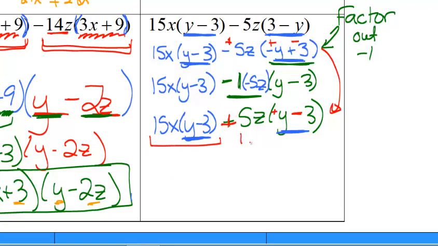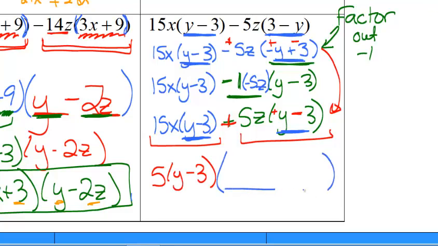I have two very long terms, and what do you see common in both of them? Well, in the 15x and the 5z, I can see a 5 common. In the y minus 3 and the y minus 3, now they're exactly the same, and they are common. So I have two terms left. I started with two terms, so I need to have two terms left inside my parentheses.